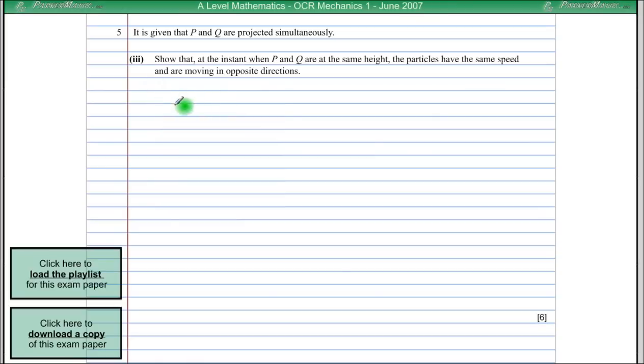I'm going to start off by writing down an equation for P and an equation for Q. So let's write particle P here.